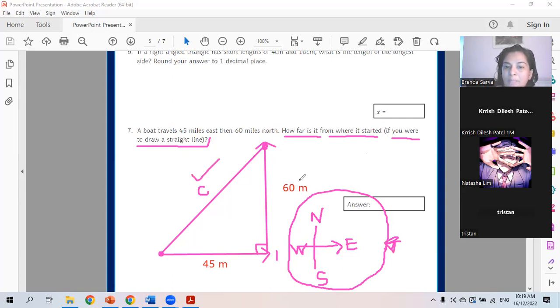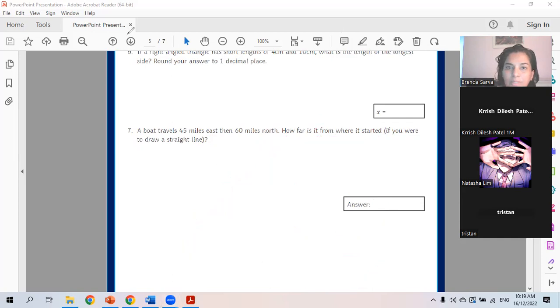Because it's 45 squared plus 60 squared. It's going to give you c squared. Then find the square root. Back to Theorem Pythagoras. Got it? Can do? Give me a thumbs up. Boleh?